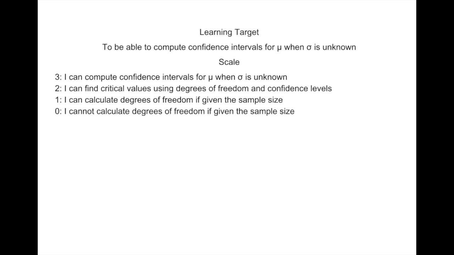The learning target for today is to be able to compute confidence intervals for mu when sigma is unknown. Scale: you're a 3 if you can compute confidence intervals for mu when sigma is unknown. 2, you can find critical values using degrees of freedom and confidence levels. 1, you can calculate degrees of freedom if given the sample size, and 0, you cannot calculate degrees of freedom if given the sample size.